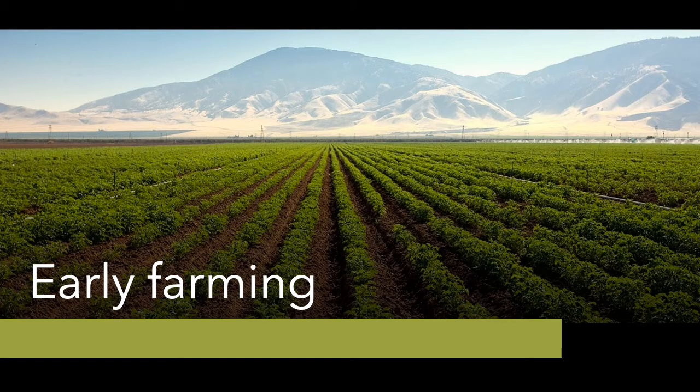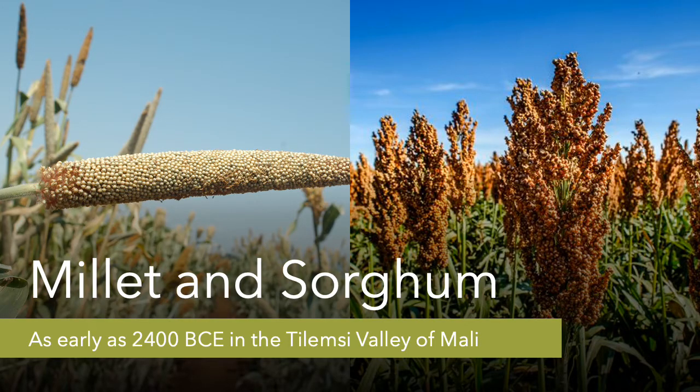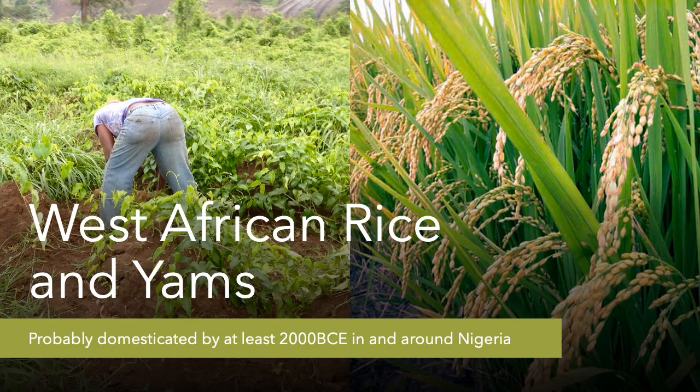So, farming, in the sense of growing fields of plants in Africa, has a number of indigenous domestications as well, including pearl millet and sorghum that we see in the archaeological record as early as 2400 BCE in the Tilemsi Valley of Mali. Again, there in West Africa, very early developments of these crops. You also see West African rice and yams, probably domesticated by at least 2000 BCE in and around Nigeria.